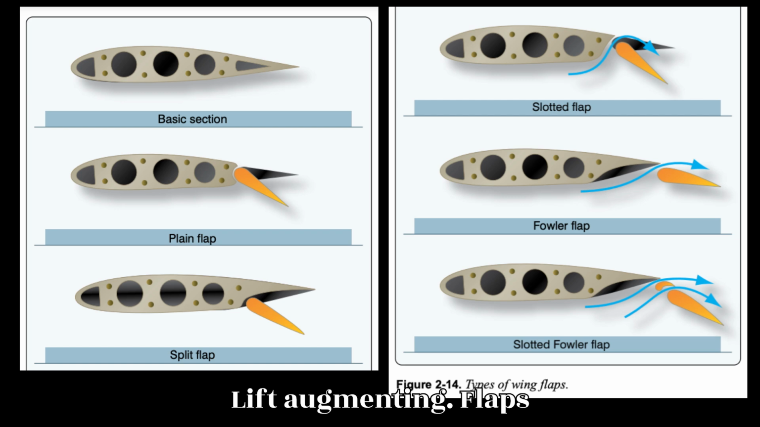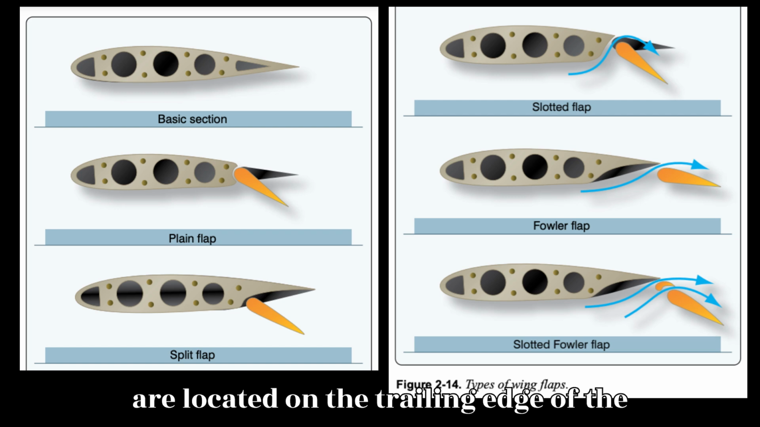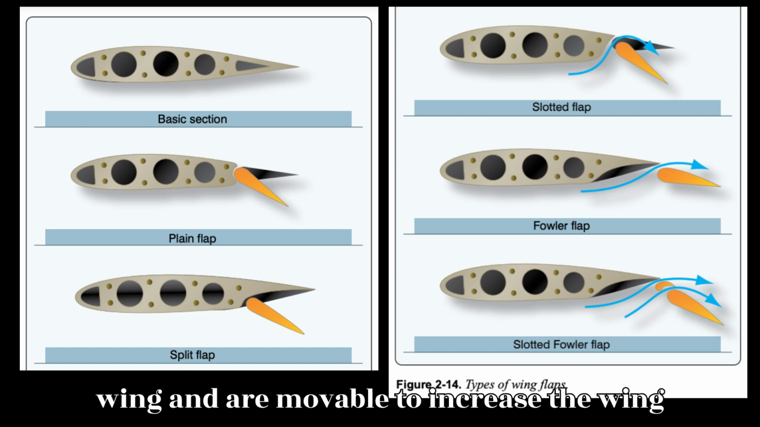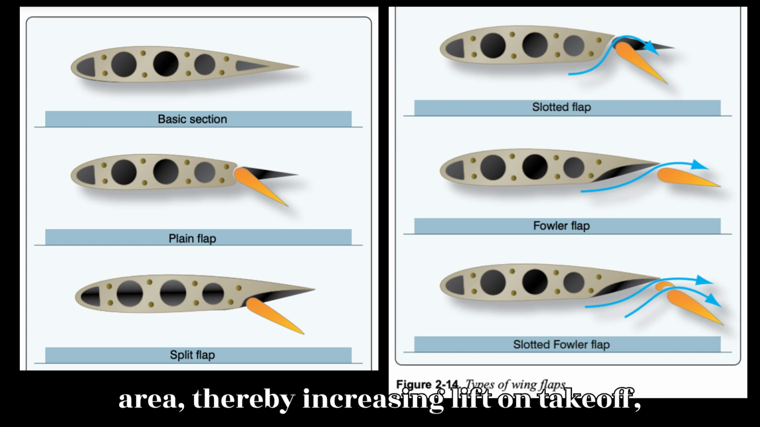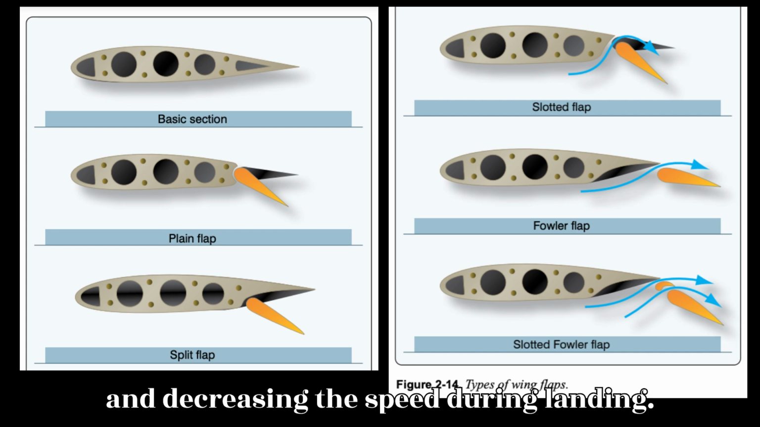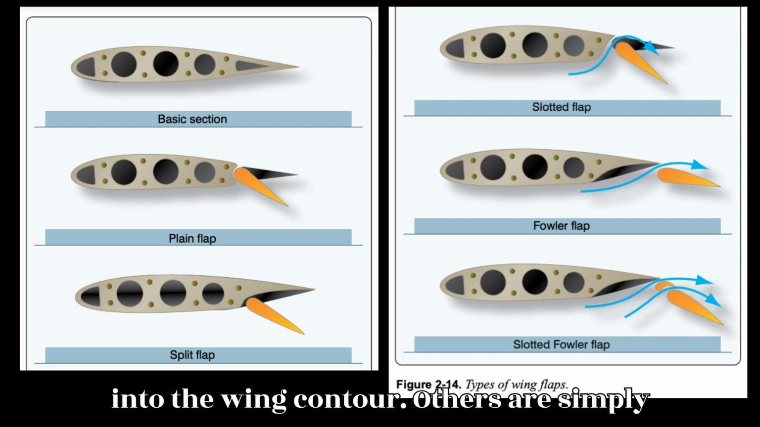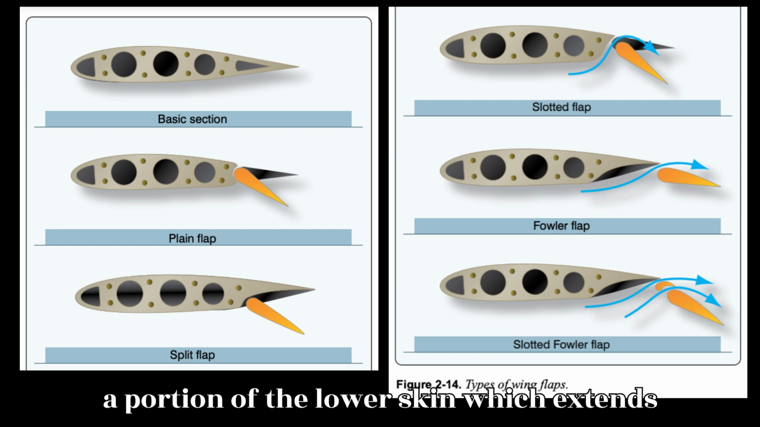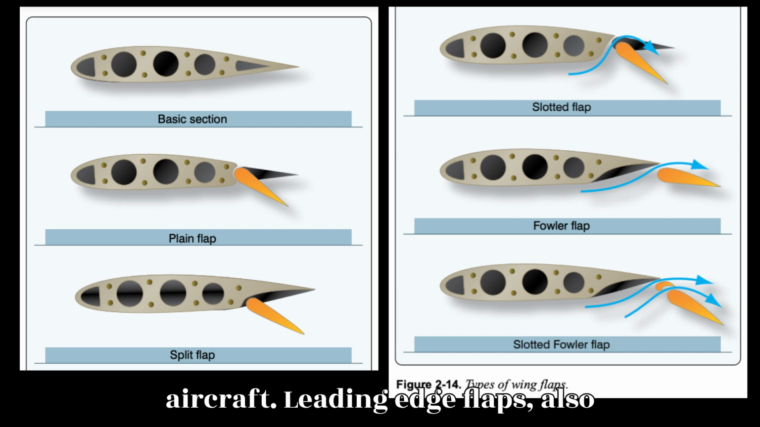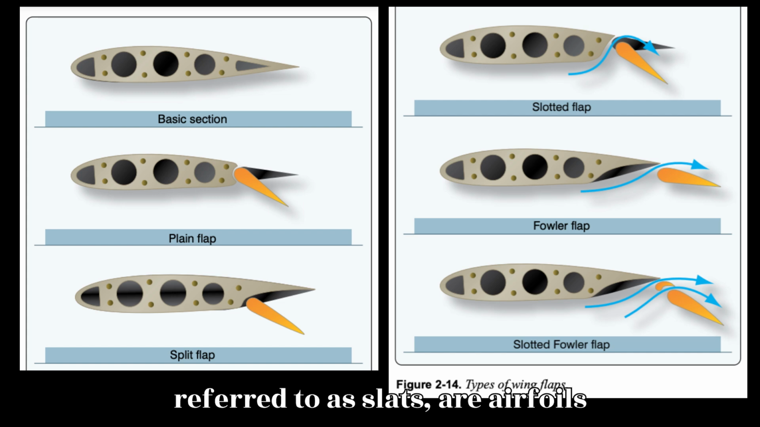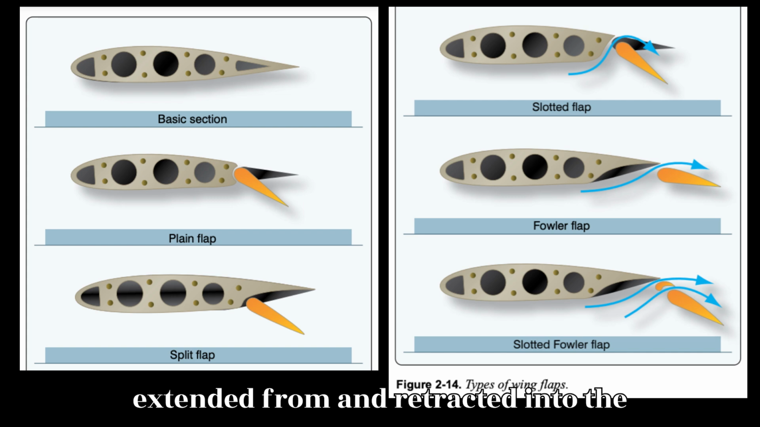Lift augmenting. Flaps are located on the trailing edge of the wing and are movable to increase the wing area, thereby increasing lift on takeoff, and decreasing the speed during landing. These airfoils are retractable and fair into the wing contour. Others are simply a portion of the lower skin which extends into the airstream, thereby slowing the aircraft. Leading edge flaps, also referred to as slats, are airfoils extended from and retracted into the leading edge of the wing.